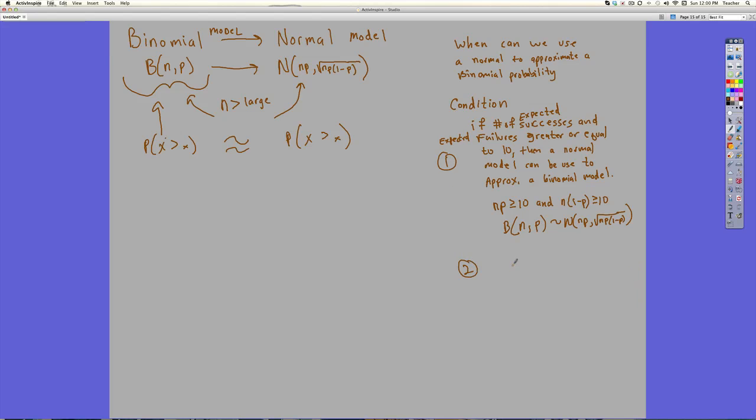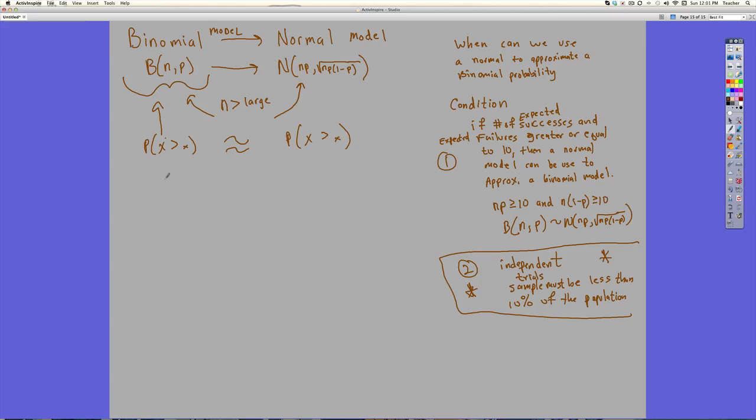That would be one condition. Another condition has to do with independence. I'm actually going to do a video about why this is true, but for now, just know that the sample must be less than 10% of the population. The sample is the trials, so the number of trials must be less than 10%. I'm going to do a whole video on this, so you're going to want to watch that, if you don't want to just know this condition.